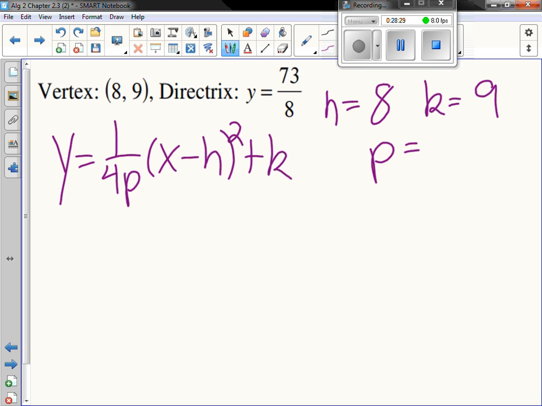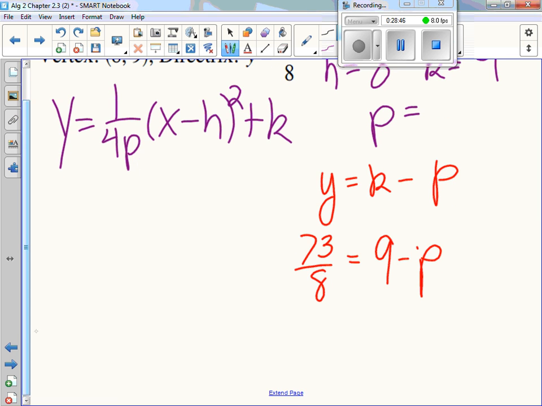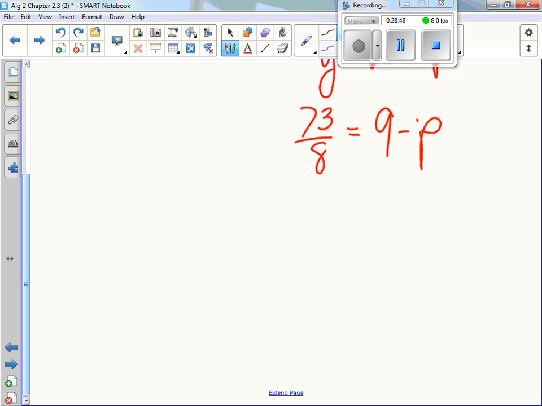Now for this here, the directrix said Y is equal to K minus P, where our directrix value is 73 over 8. The K value is 9. What do we need to do next to get P by itself? We need to subtract 9 from both sides.